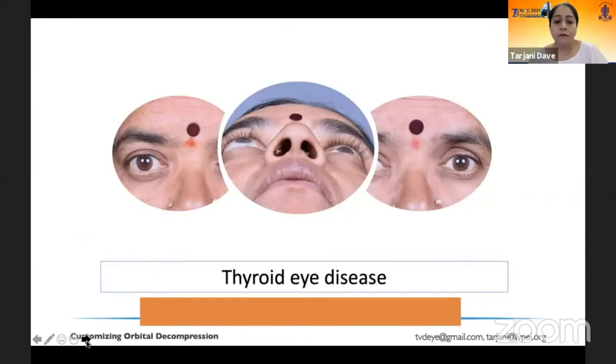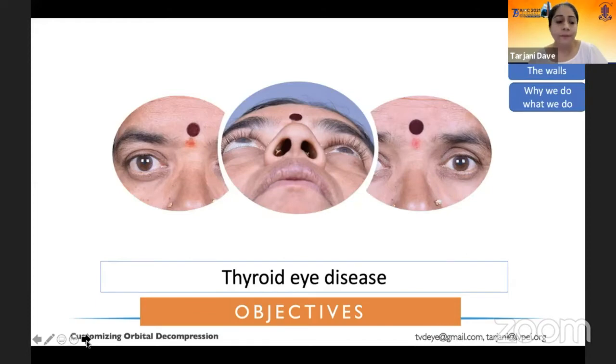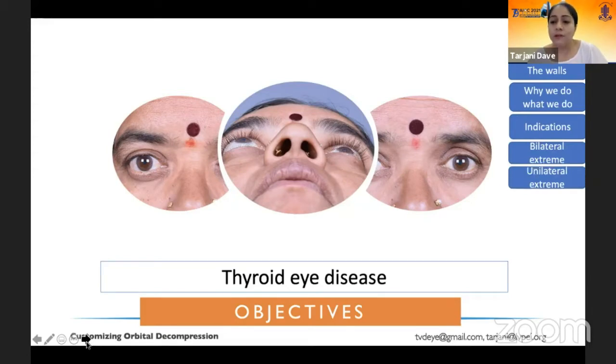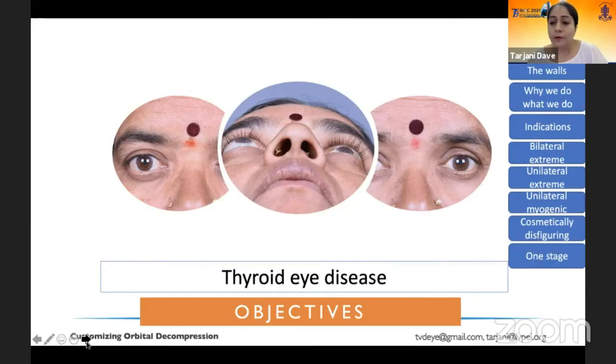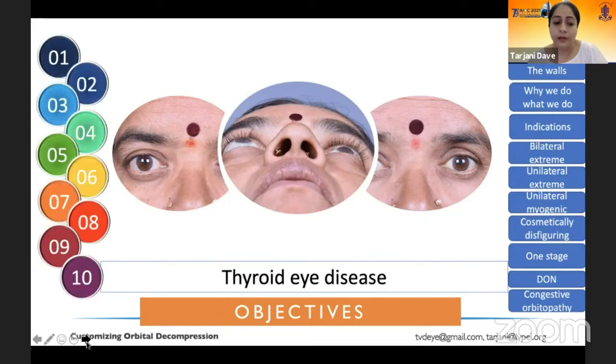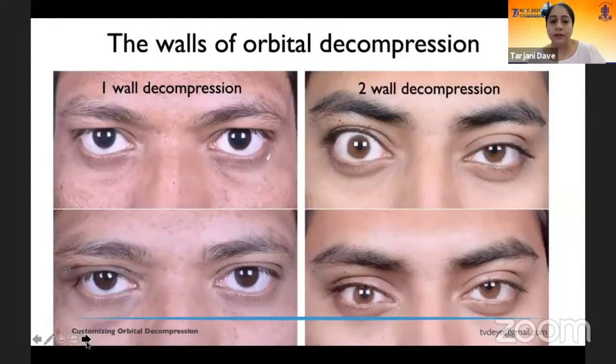The objectives of my presentation today are to talk to you about the walls of decompression, basically to understand why we do what we do, and the indications for orbital decompression, specific situations like bilateral extreme proptosis, unilateral extreme proptosis, unilateral extreme proptosis with myogenic presentation, and cosmetically disfiguring proptosis. How do we go ahead with one-stage management in certain cases that require orbital decompression, a little bit on dysthyroid optic neuropathy and congestive orbitopathy. I'm going to do this with the help of 10 case scenarios.